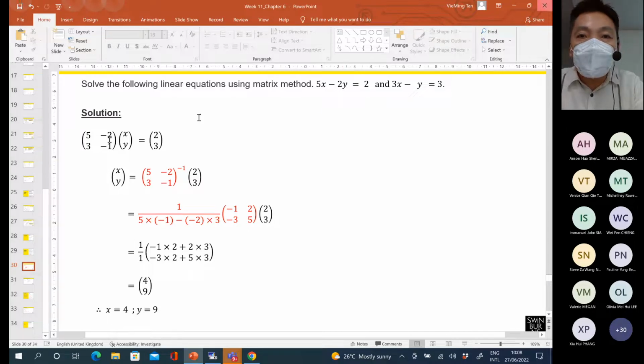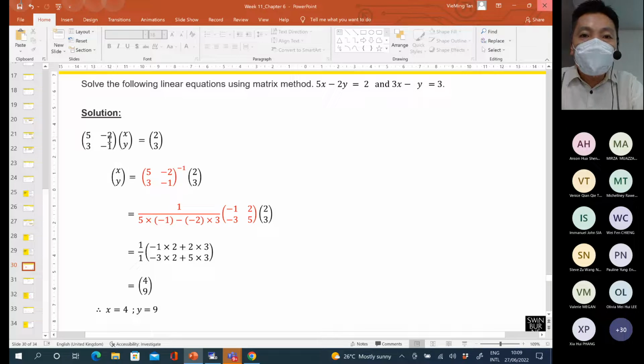So this one means 5x, multiplied with negative 2y, is equal to 2. Right? 5x multiplied with negative 2y is equal to 2. So we need to put it in this way. This is the coefficient of the first x value, and this is the coefficient for the first y value.